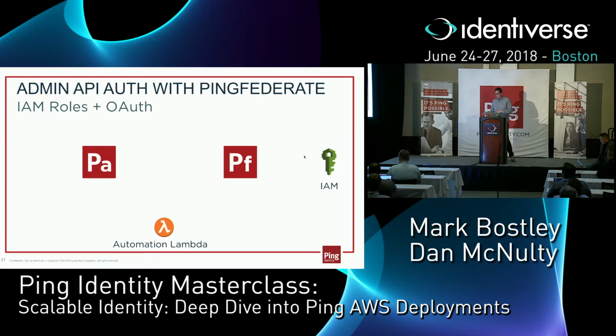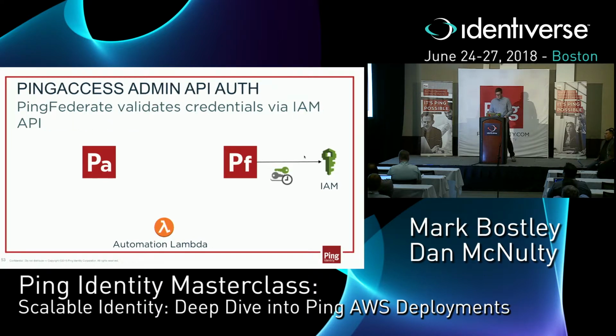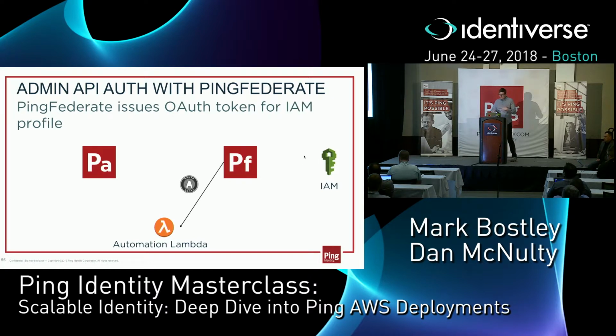So here's the scenario. We have PingAccess and we have a Lambda. The Lambda wants to get access to the admin API, but it's going to need to get an OAuth token first. So to do that, it's going to take its IAM credentials that the Lambda service exposes to the Lambda. It's going to include those in an OAuth authorization request to PF. PF is then going to take that and validate those credentials via an IAM API. And that process is also going to pull down the permissions for that IAM role. Once it has that, it's going to package all of that metadata up into an identity, and then PingFederate is going to issue an OAuth token for that identity.